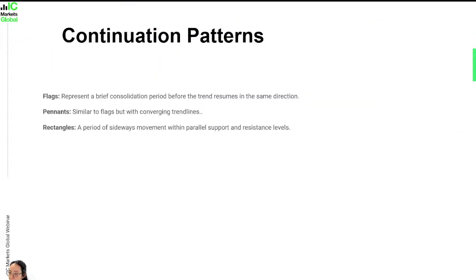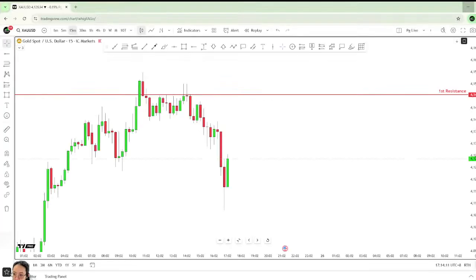Now, continuation patterns, we have flag, we have pennant, we have rectangle. Okay, so they say that flags represent a brief consolidation period before the trend resumes in the same direction. So how does it look? Or the pennant as well, similar to a flag but with converging trend lines. Rectangle, I think we also see that, it's a period of sideways movement within parallel support and resistance levels. Okay, we're going to see that in the chart.